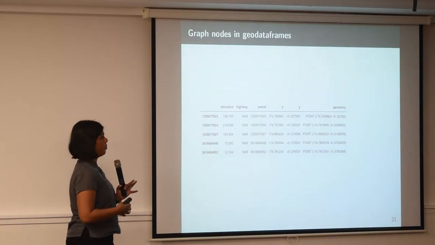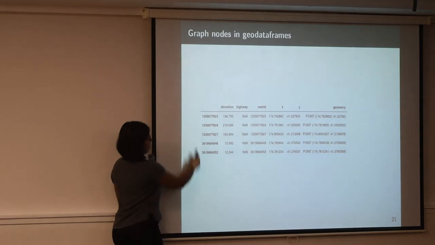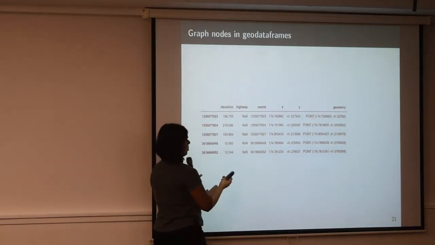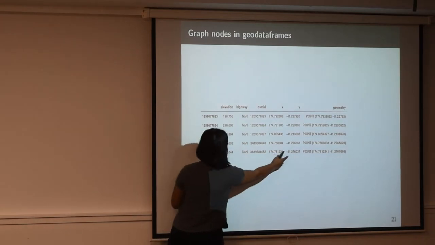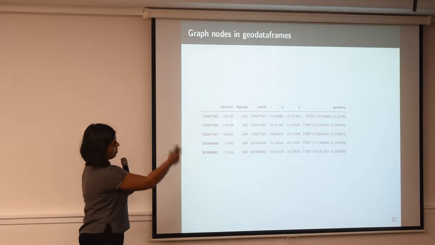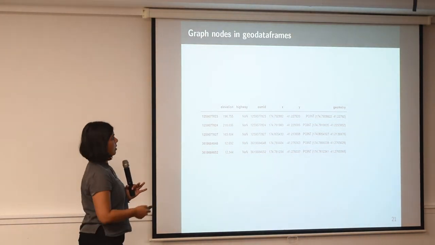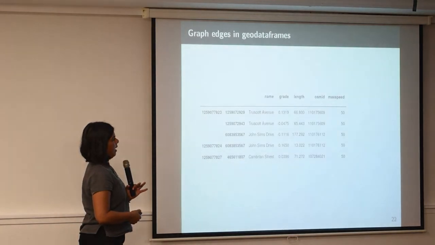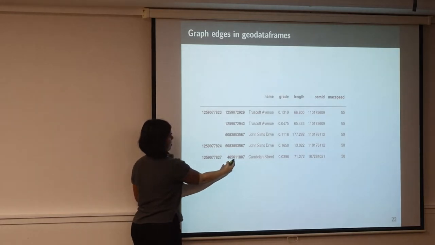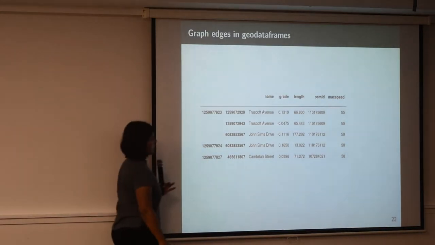So this is the node part of the data frame. You've got a node ID, a bunch of metadata associated with it that comes from OSM, OpenStreetMap, and then you've got an X and Y coordinate for that node. And then that's also converted into a spatial geometry that's used by GeoPandas in this case. And for an edge, you have the node that it comes from and the node that it goes to. And as I said, you can have associated metadata. This is the name of that street.